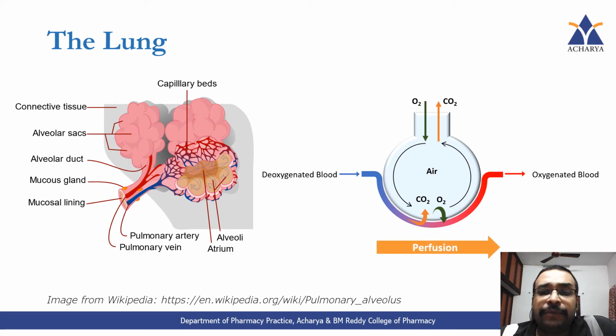Now there are two rate limiting factors here. One is called perfusion. Perfusion is the amount of blood that reaches the alveoli, and the other one is called ventilation. Ventilation is basically the amount of air that enters into the alveoli. Only if these two rate limiting factors are kept under control will the air exchange process take place at its full efficiency.